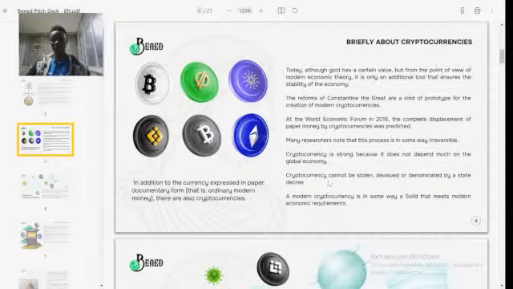Okay, a cryptocurrency cannot be stolen, devalued, or denominated by a state. I explained this before, that the government of the country cannot control it. The only one controlling the particular coin is you as the owner. And modern cryptocurrency is in some way a solidus that meets modern economic requirements. So it's basically saying that the solidus during the Constantine time is the physical one. It has the ability to maintain its characteristics. But cryptocurrency is the virtual space, the one in the blockchain. It's not something you see physically, but it also has the ability, like the solidus, to keep its characteristics and not change, remaining the same.